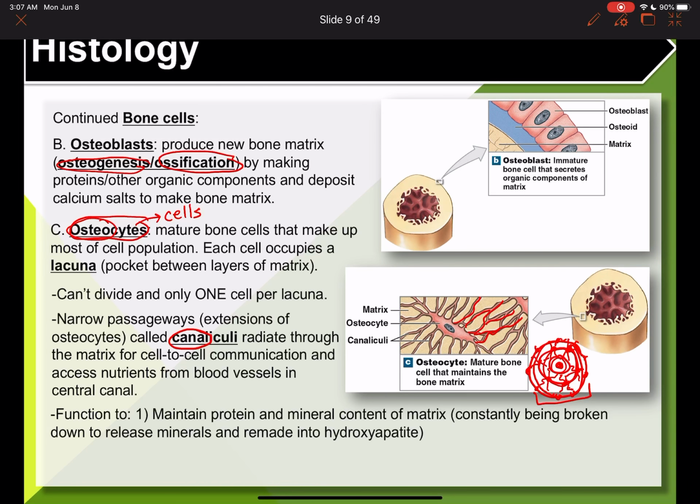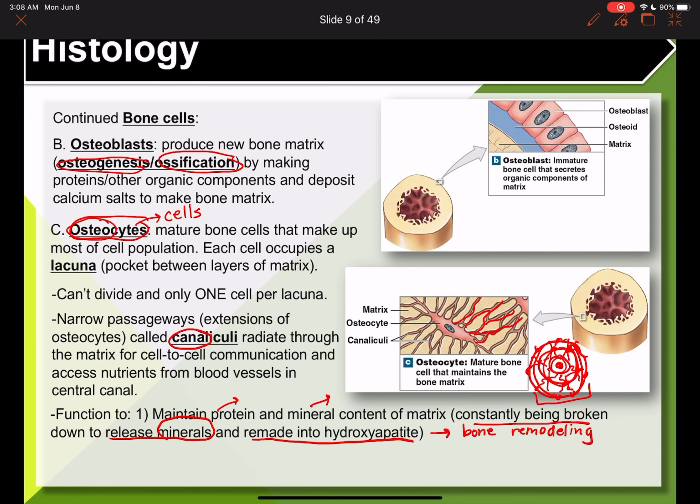One is to maintain the protein and mineral content of the matrix: protein, the collagen fiber, and mineral, the calcium. The mineral content of the matrix is constantly being broken down to release the minerals within the bone and also remade into hydroxyapatite. This whole process of regeneration, breaking down and remaking bone tissue, is called bone remodeling, which we will talk about towards the end of the chapter.